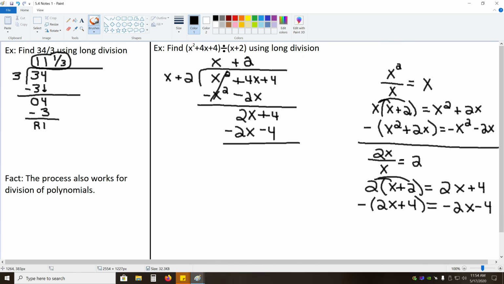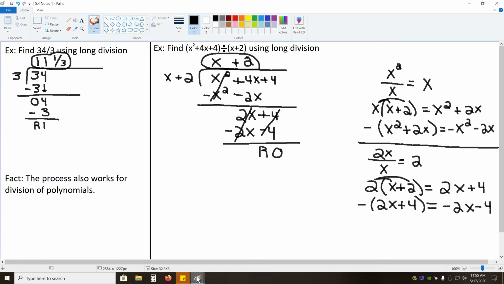If we've done this right, the first term should cancel. 2x minus 2x does cancel. And then 4 minus 4 also cancels, leaving us with a remainder of 0. If you have a remainder of 0, that means it divided in evenly. So the answer is just x plus 2. X plus 2 times x plus 2 is x squared plus 4x plus 4.